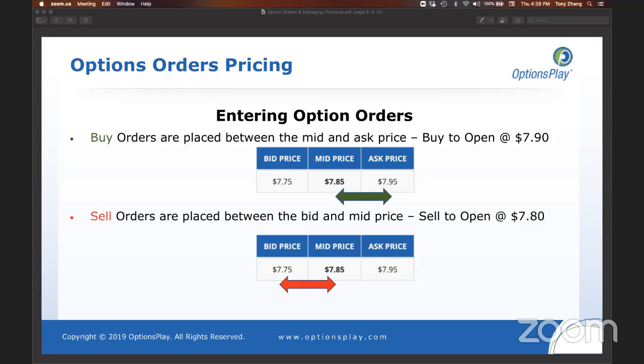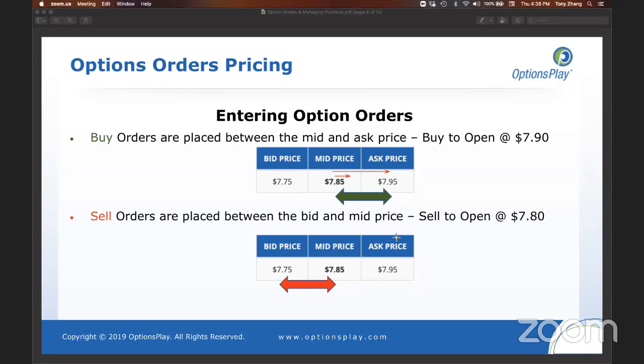Now, what I will say is that if you do place a limit order at, let's say, $7.90, and it just sits there and it's not really getting filled, that's when you might want to increase it to, let's say, $7.95. The further you go in terms of closer to the ask price, the higher the probability of you getting filled. The closer you are to the midpoint, the lower the probability of you getting filled.